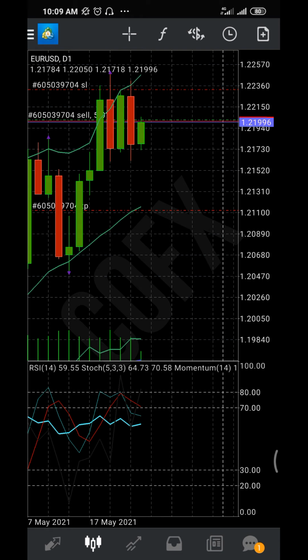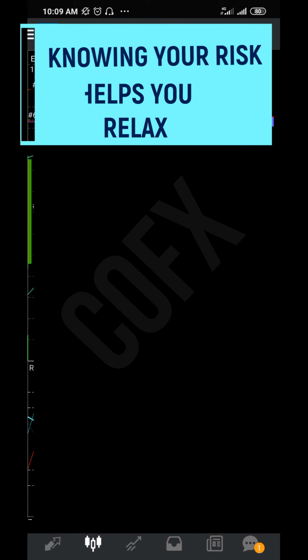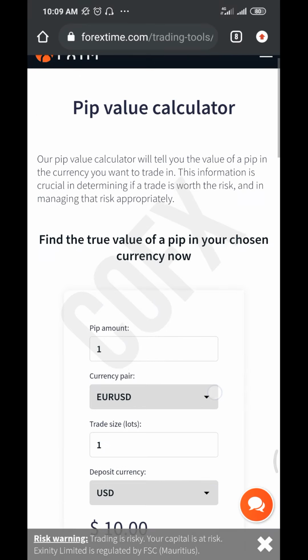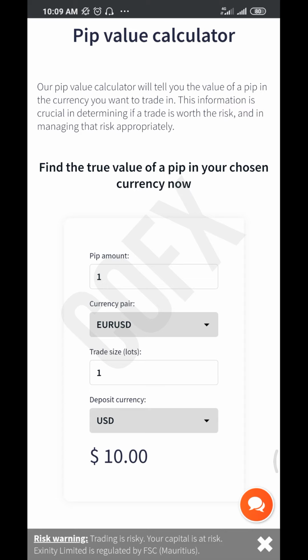One standard lot size is equal to $10 in a pip movement. We've said that before. It's also around $10 in many USD pairs. Just one standard lot size, moving one pip, is around $10 in most USD pairs. We'll be able to calculate this. There's also software that can help you. It's called the FXTM pip calculator. It was designed by the FXTM broker.